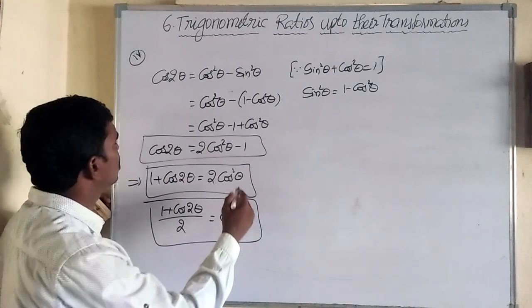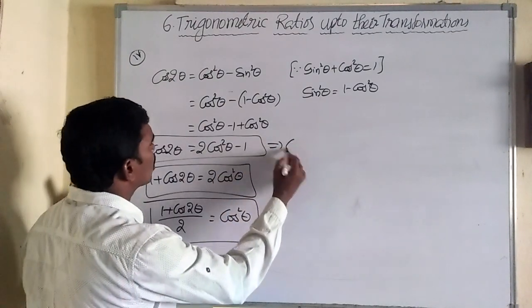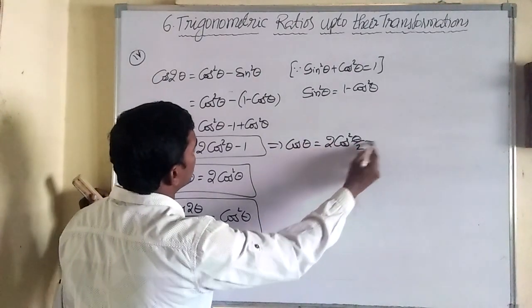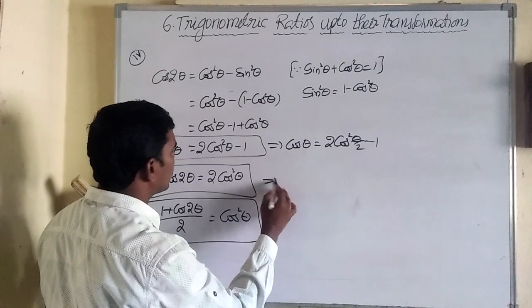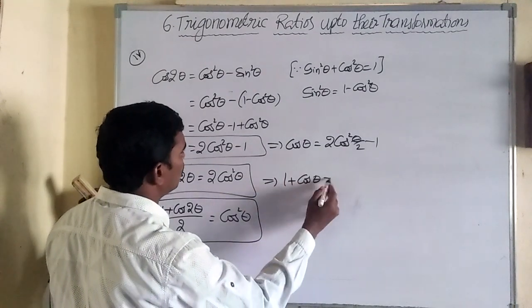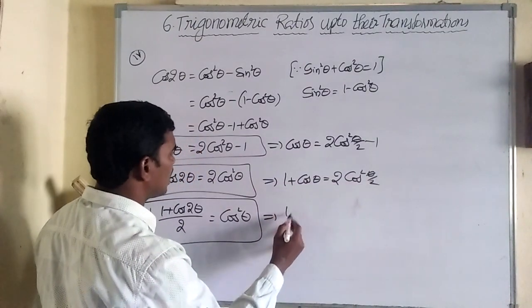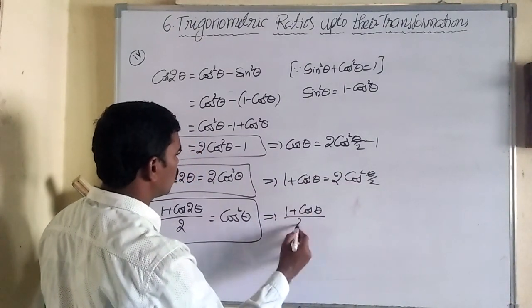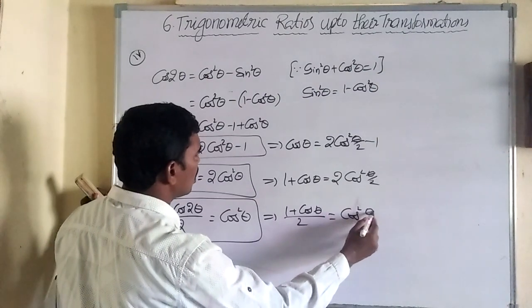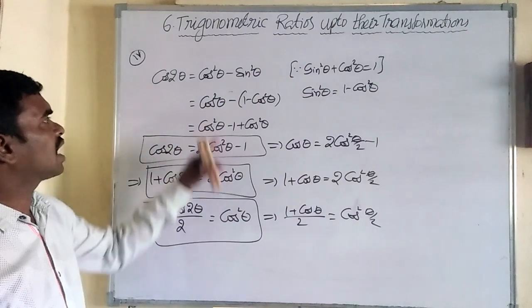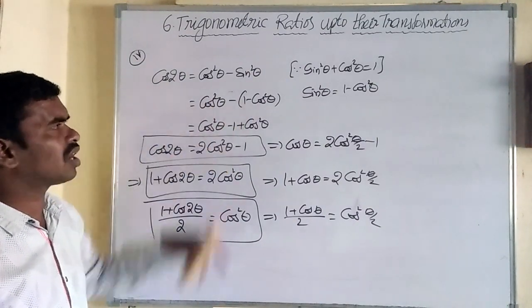Half angle formulas also we can write. How can we write? Cos theta is equal to 2 cos square theta by 2 minus 1, and here also 1 plus cos theta becomes 2 cos square theta by 2. Here also we can write (1 plus cos theta) by 2 is equal to cos square theta by 2. This I wrote in terms of cos theta.